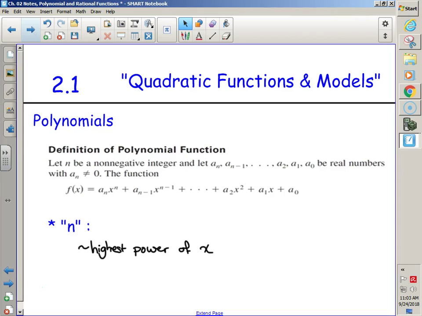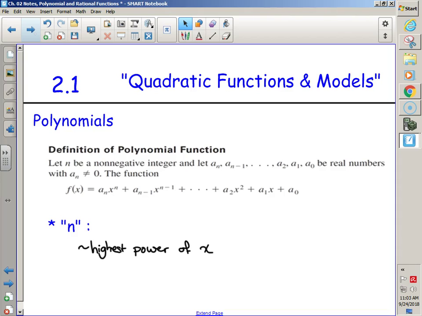Nth degree polynomials denote there being a term of x to the nth power, the highest power, and you can have n plus 1 terms altogether. So, how many terms can a line have? 2. Yeah, it can have an mx and it can have a b. Does it always have an mx and a b? No, not always. But it has up to that.